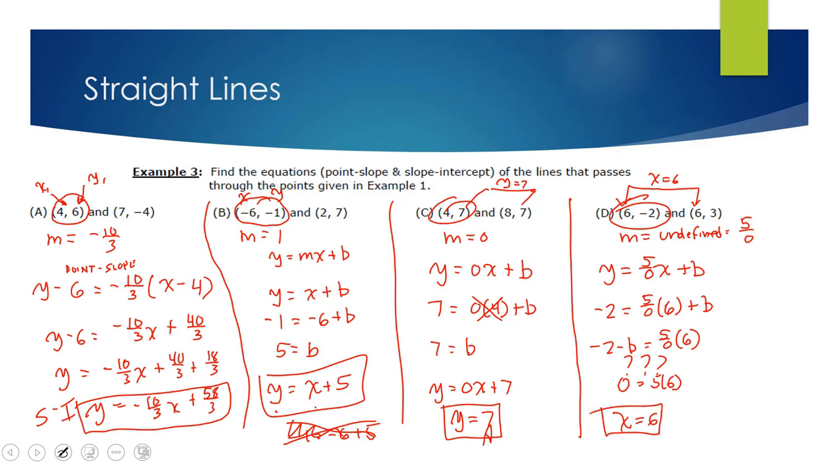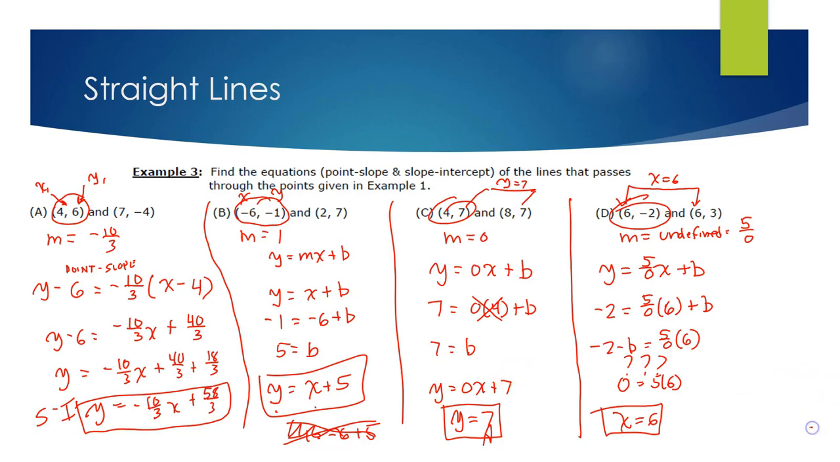A lot of the stuff we were doing with the other ones, trying to put it into a function form, wasn't working because this isn't a function. It's a vertical line. It fails the vertical line test. I mean, it sounds kind of weird, the vertical line fails the vertical line test, but that's exactly what it does.